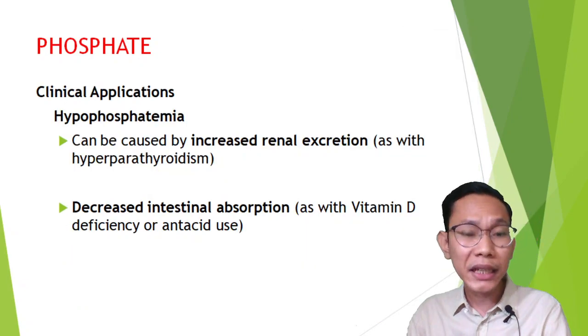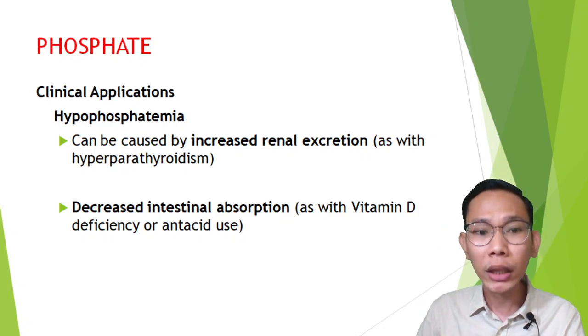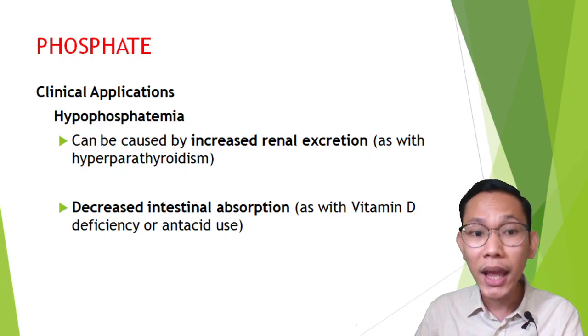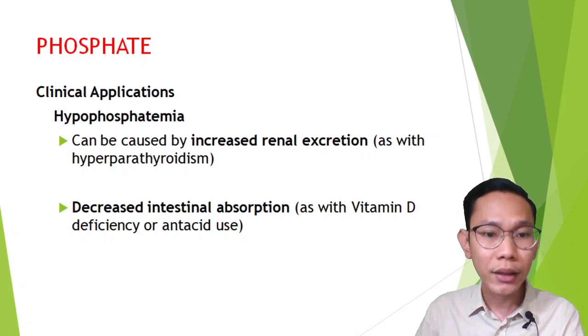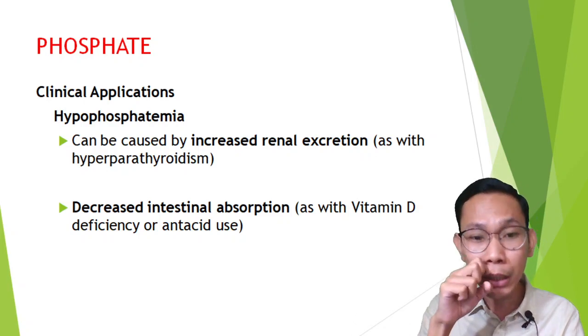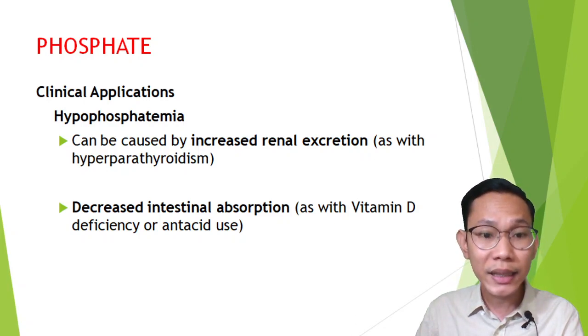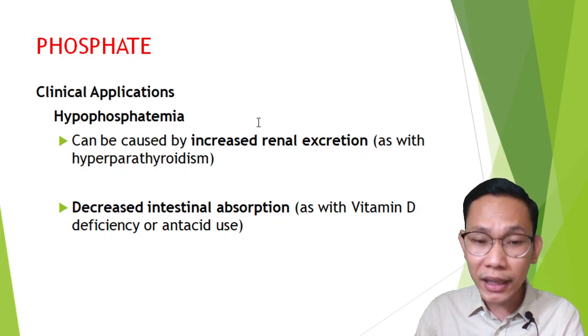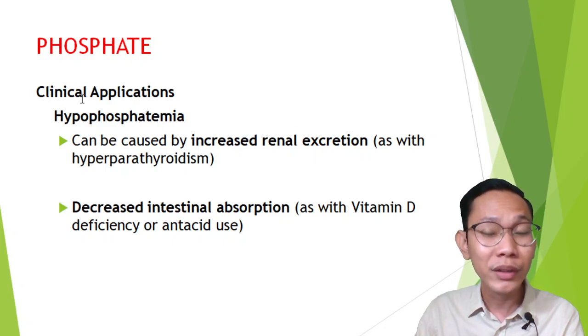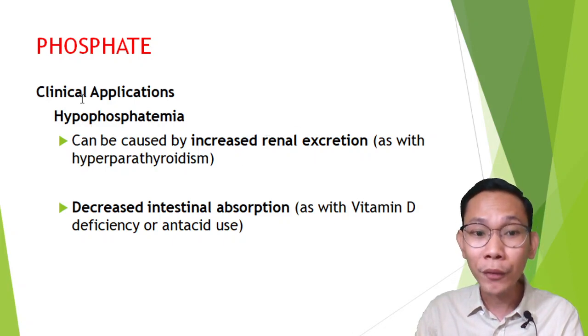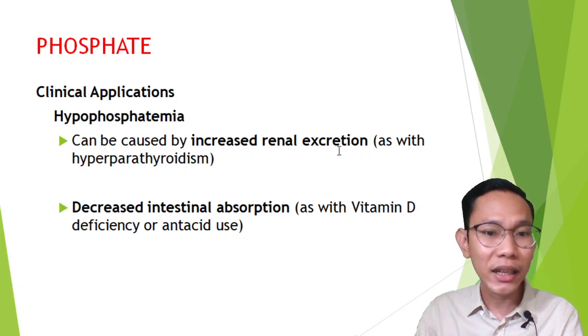So in terms of a clinical application of your phosphate, mayroon tayong tinatawag na hypophosphatemia when there is already a decreased serum level of your phosphate. So hypophosphatemia can be caused by increased renal excretion as well as hyperparathyroidism. Kasi nga, remember, your kidneys can excrete your phosphate, diba? It's one of the regulation mechanisms of your phosphate. So in short, pagtaasan natin ang renal excretion, bababa ang phosphate level sa ating dugo.